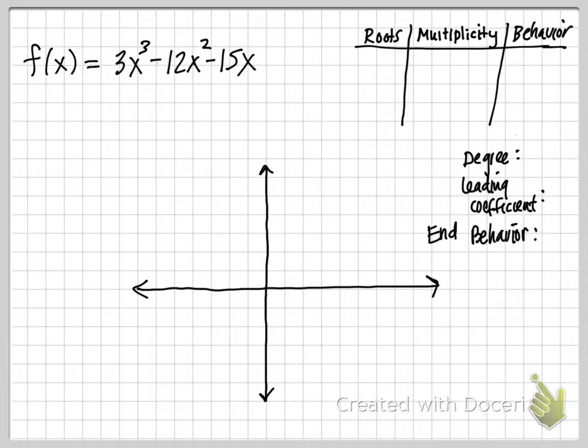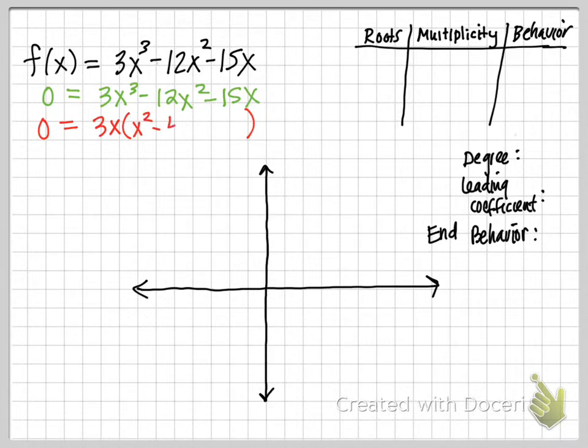So to find the x-intercepts, you have to set it equal to 0 and decide on a plan in order to find those x-intercepts. I'm going to factor this because I noticed that there is a common factor. 3 divides all three terms and they share an x. So 3x times x squared gets me back to 3x to the third, minus 3x times 4x gets me back to 12x squared, minus 3x times 5 gets me back to 15x.